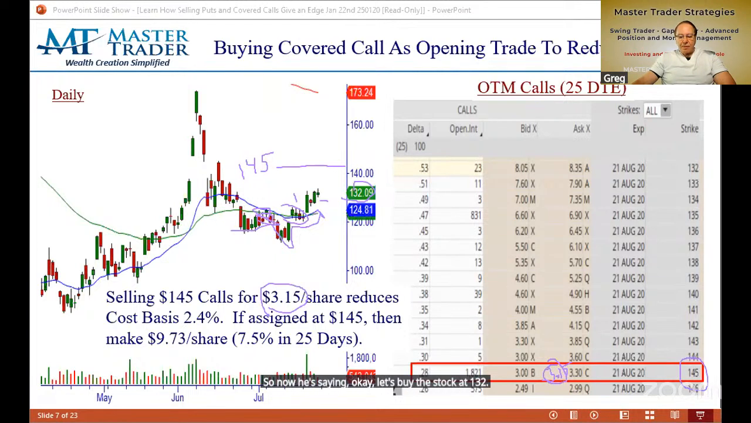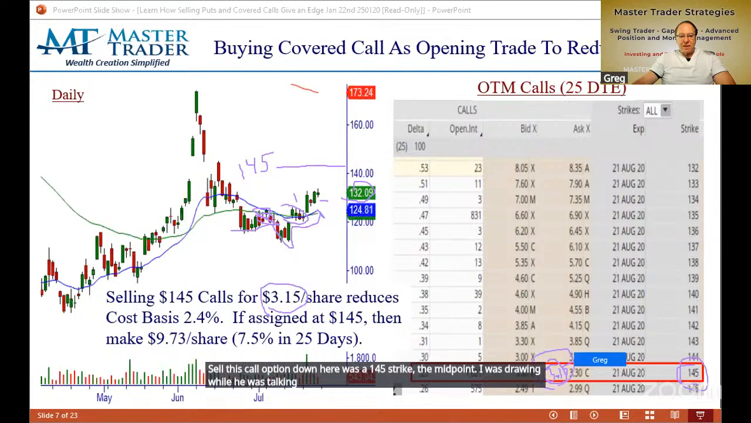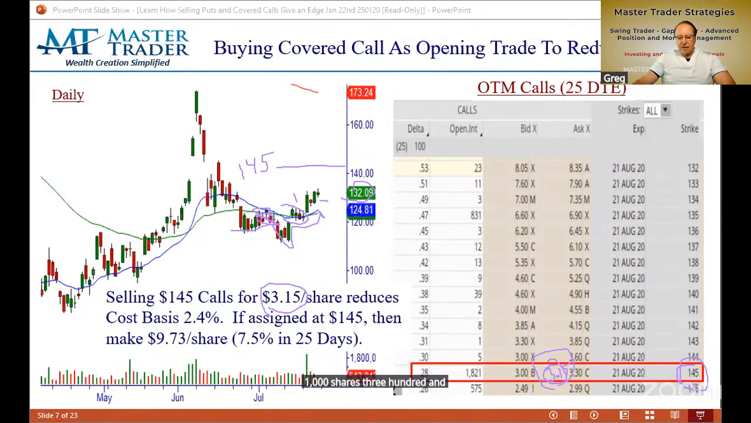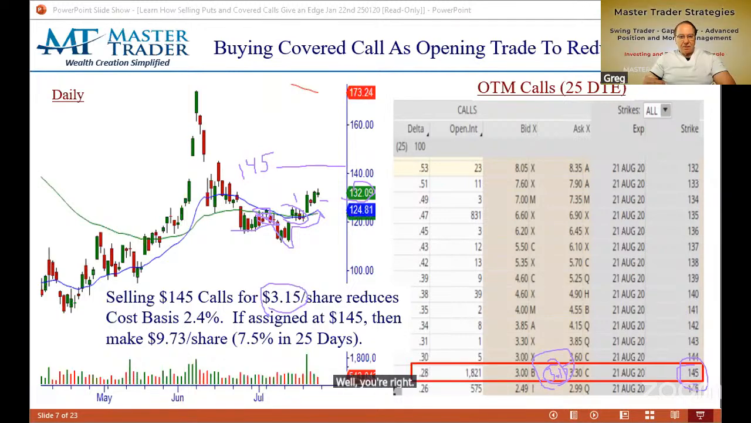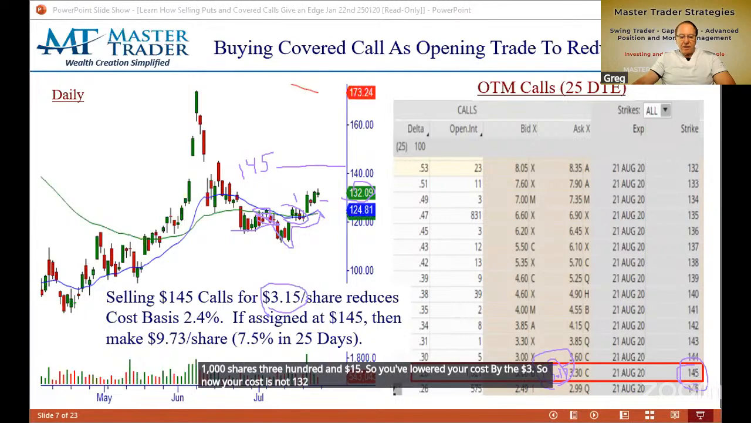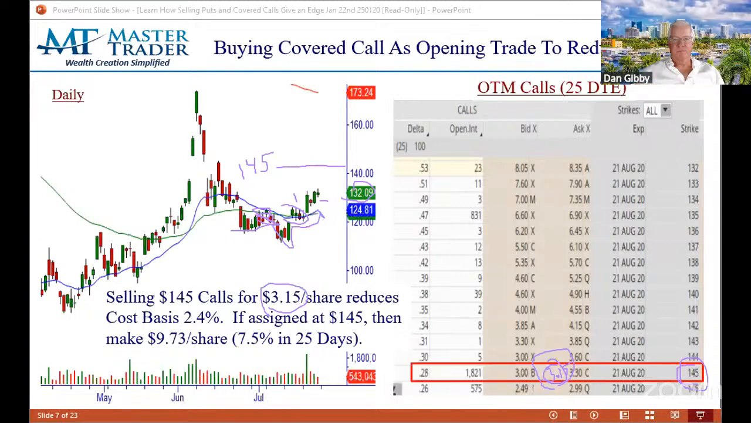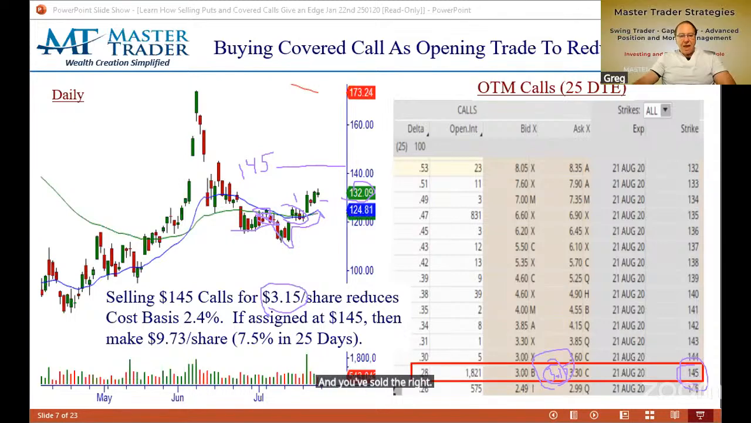Sell this call option down here. It was a 145 strike, the midpoint. I was drawing while he was talking, $3.15. So you put the $3.15 in your pocket, 1,000 shares, $315. Right? So you've lowered your cost by the $3. So now your cost is not 132, it's 129 and change. And you've sold the right for someone to take your stock at 145.